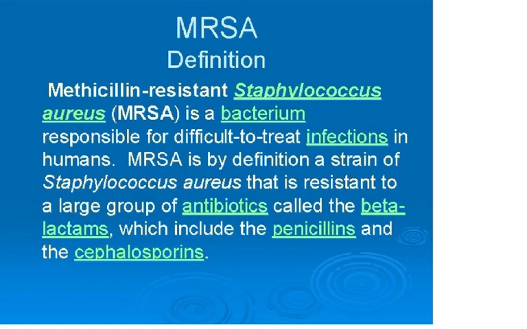Now, for the O levels, this is especially mentioned in the syllabus: MRSA. It's a methicillin resistant Staphylococcus aureus, and it's a bacteria. So what is the problem about it? It is responsible for difficult to treat infections in humans. MRSA is by definition a strain of Staphylococcus aureus that is resistant to a large group of antibiotics called the beta-lactams, which include the penicillins and the cephalosporins.